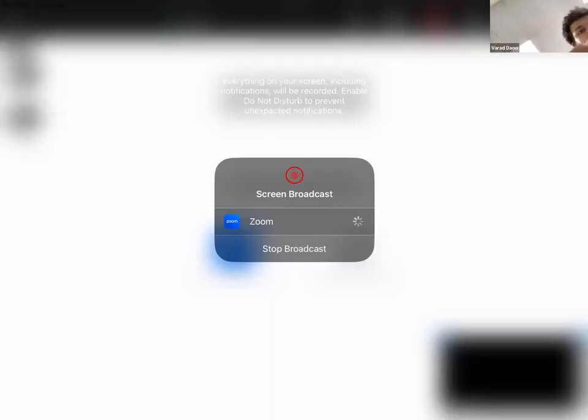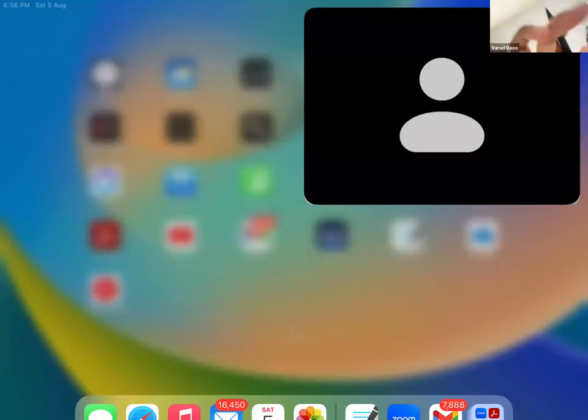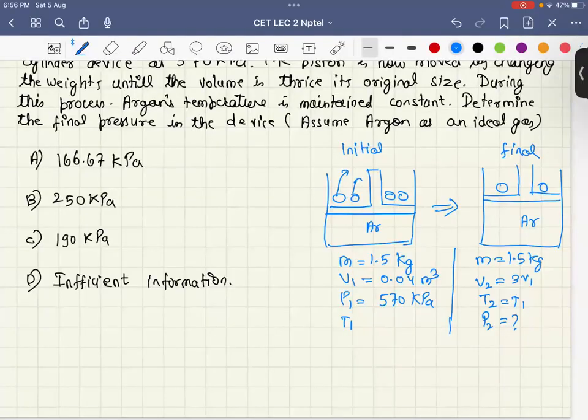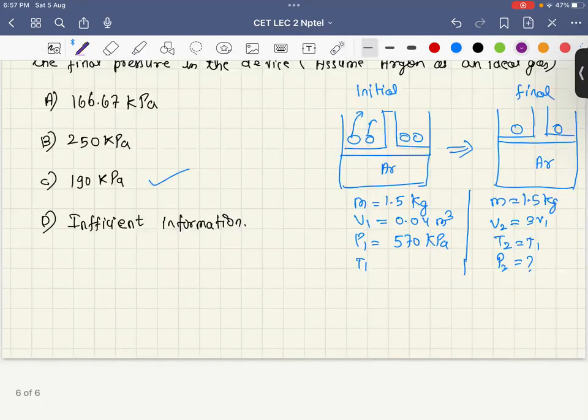Somebody has answered 190 kPa. Yes, the answer is correct. The answer is 190 kPa. This is the correct one. Everybody got it? Just for those people who did not get it, I'll explain.